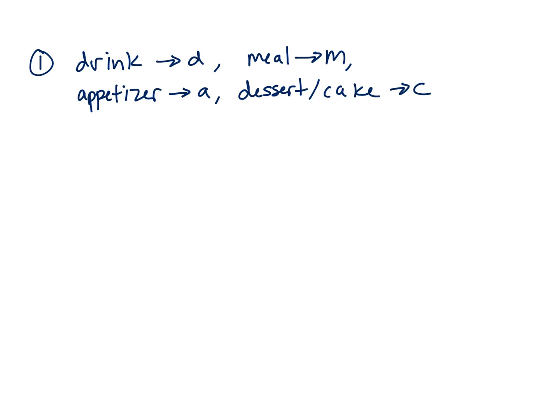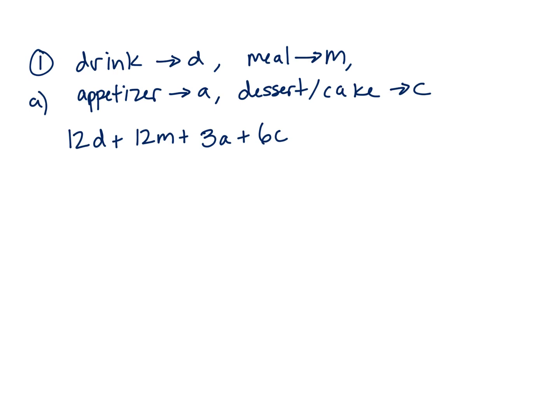Then it says write an expression. So we have 12 people in our family got drinks, 12 people got meals, 3 people had an appetizer, and 6 people had cake. That is for part A.